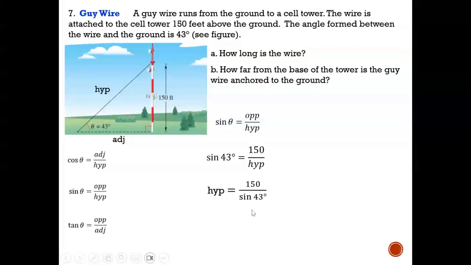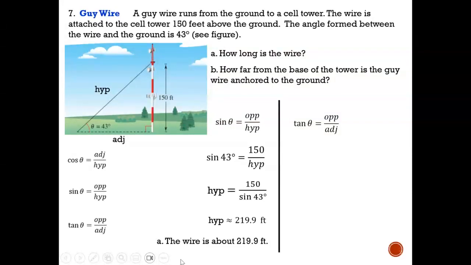Put it into the calculator and make sure that your mode is in degrees. It's going to give us something like 219.9 feet. So the wire is about 219.9 feet, or say about 220 feet.